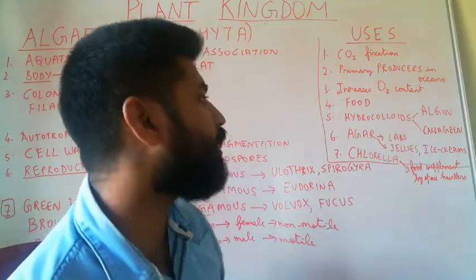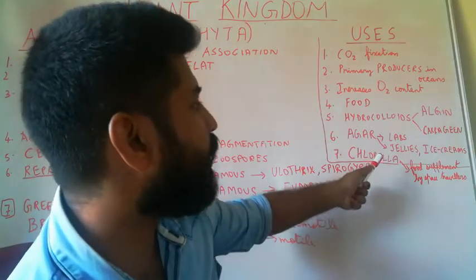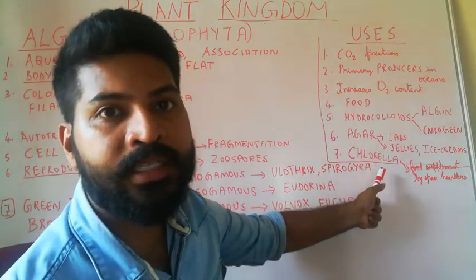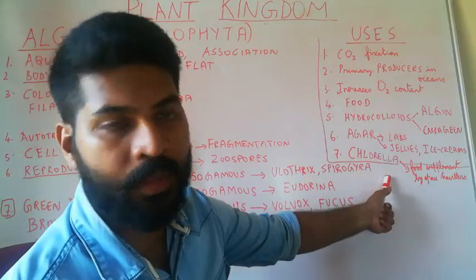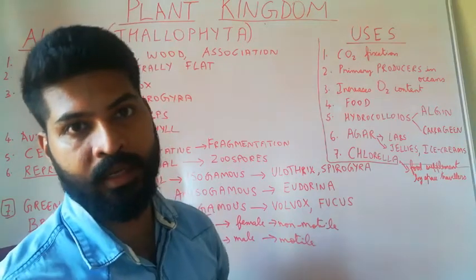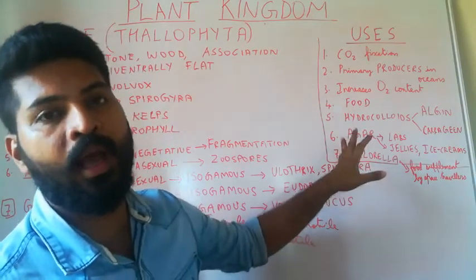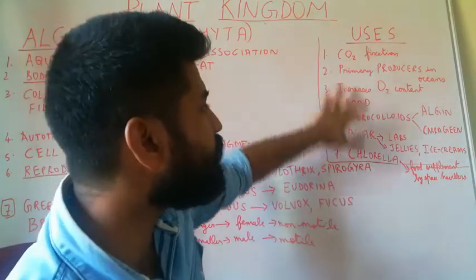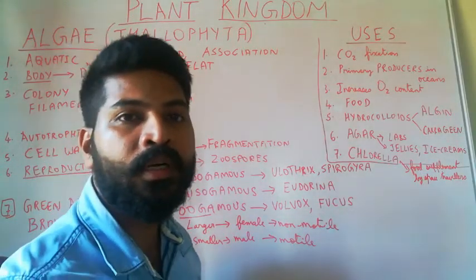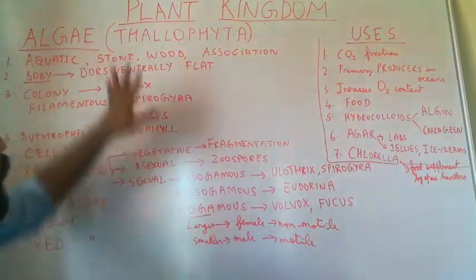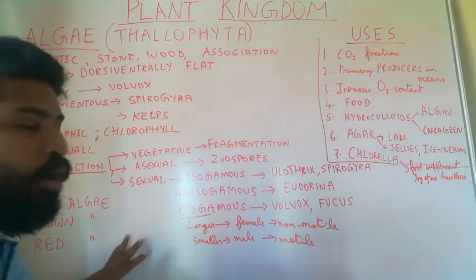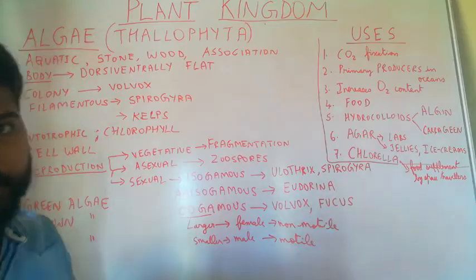So that is agar-agar. Another organism, the unicellular chlorella, is a rich protein source. So it is used as a food supplement even by space travelers. It is a unicellular algae. So these are the different uses of Thallophyta. Let us now discuss the different types of algae, that is Chlorophyceae, Phaeophyceae and Rhodophyceae, briefly.